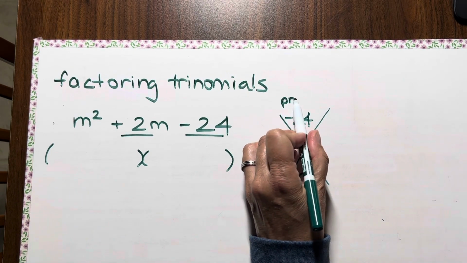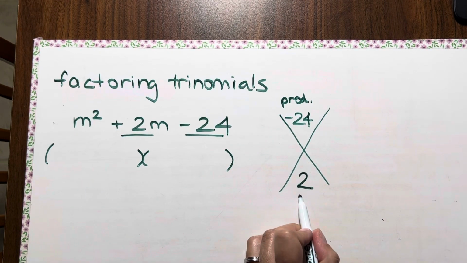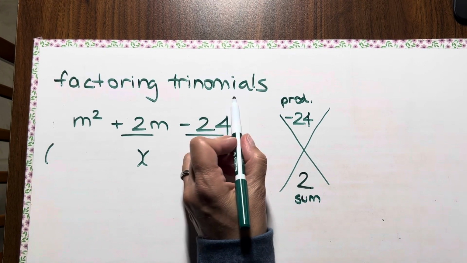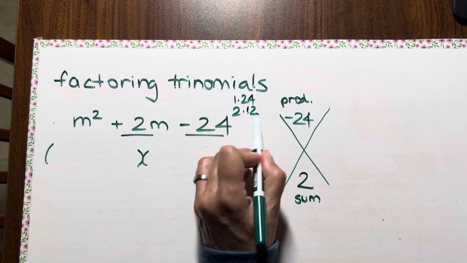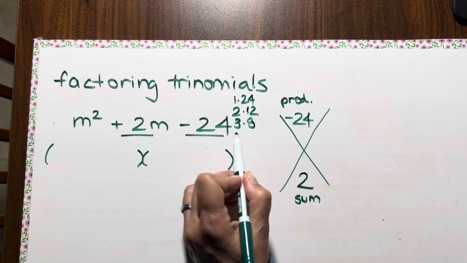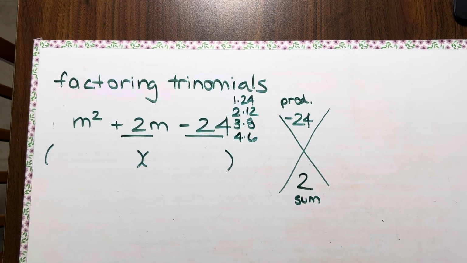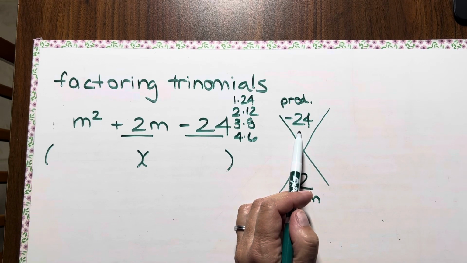So I'm going to do this. I'm going to remind us that we need a product of negative 24 and we need a sum of positive 2. Now, 24 has a lot of factor pairs. 1 times 24, 2 times 12, 3 times 8, and 4 times 6. So I'm going to do a quick scan. All of these should multiply to 24. That's why we chose them.